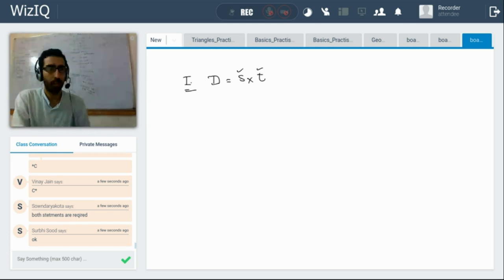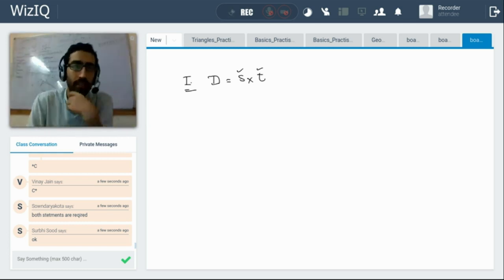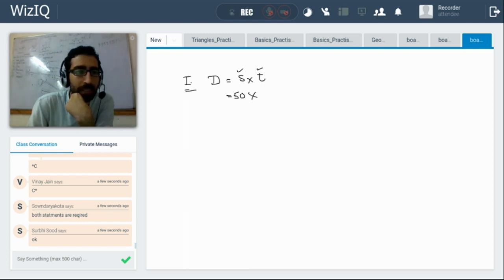Yeah, sorry. So statement 1 alone is not sufficient. It just gives you the distance moved, since speed is given to be 50 miles per hour and time is 10 minutes, which is 1/6 of an hour.